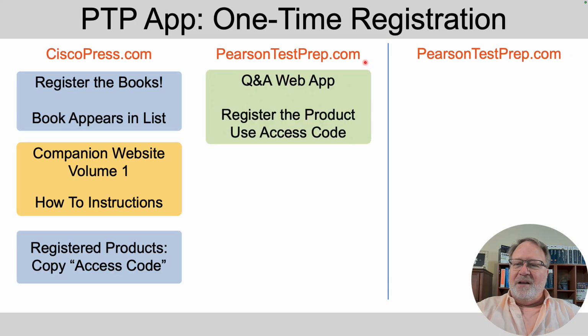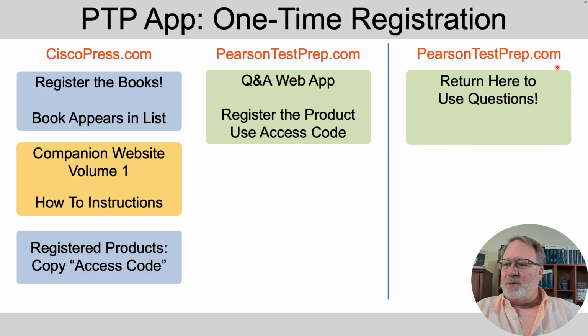So you go there and you want to register your book product over there, and you've got to use the access code that's available on the registered product page over at Cisco Press. So you're looking at ciscopress.com, you see this access code, you copy it there, and you paste it over here at pearsontestprep.com, and you've registered the test there. At that point, you can repeatedly come back to pearsontestprep.com and use your practice questions there from any device you want to.